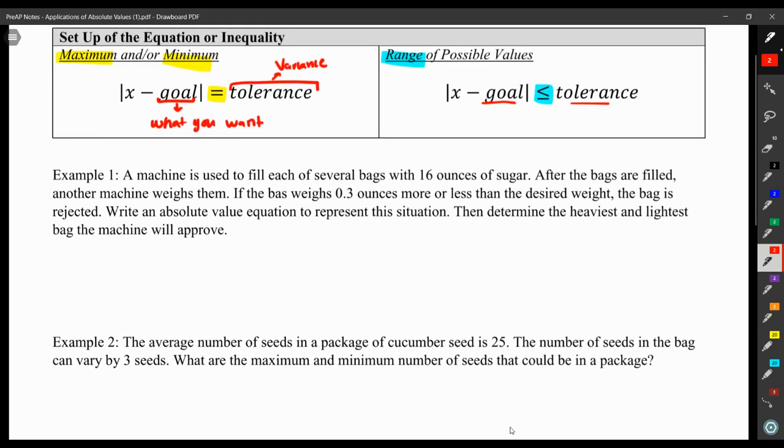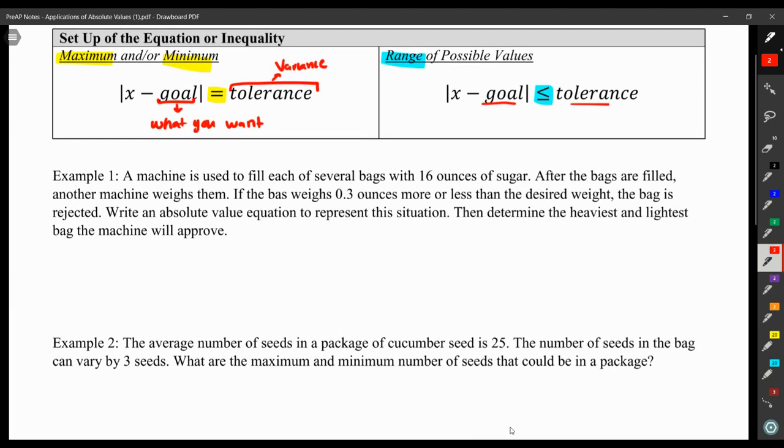So let's look at example 1. The machine is used to fill each of several bags with 16 ounces of sugar. After the bags are filled, another machine weighs them. If the bag weighs 0.3 ounces more or less than the desired weight, then it is rejected. Write an absolute value equation to represent this situation, then determine the heaviest and the lightest bag the machine will approve. So we need the goal. We need our two pieces.